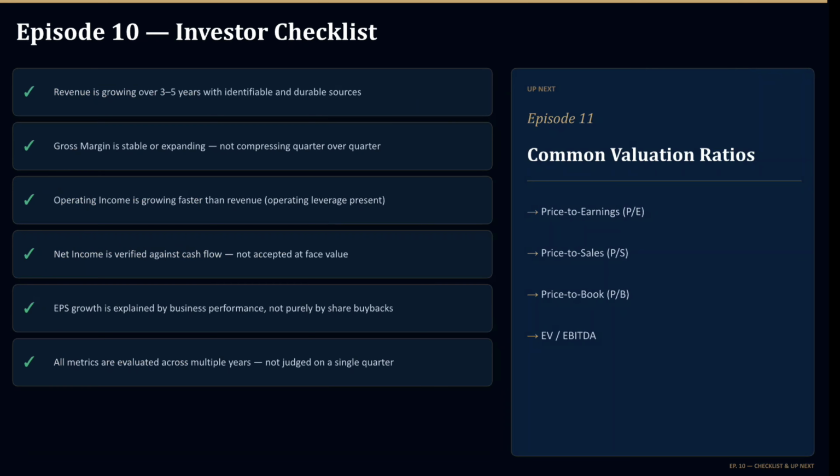Before you close out this episode, run any company you're researching through the checklist on the screen. Growing revenue, stable or expanding margins, operating income outpacing revenue, net income checked against cash, and earnings per share growth you can actually explain. In episode 11, we move to valuation ratios: the price to earnings ratio, price to sales, price to book, and enterprise value to EBITDA. We'll show you what each one actually measures, when to use it, and when the market is using it to mislead you.